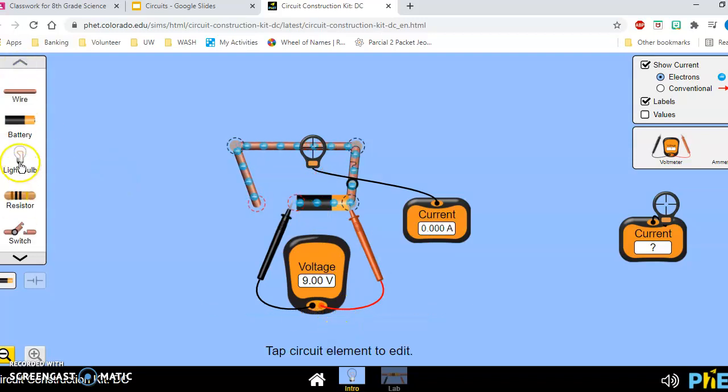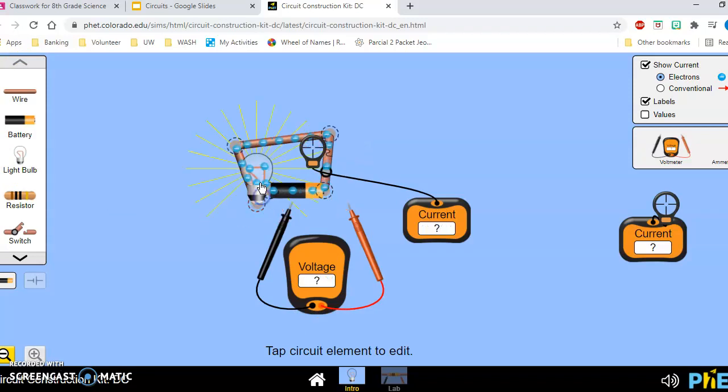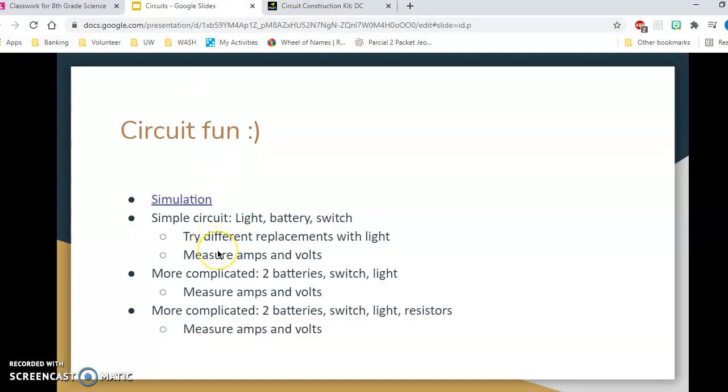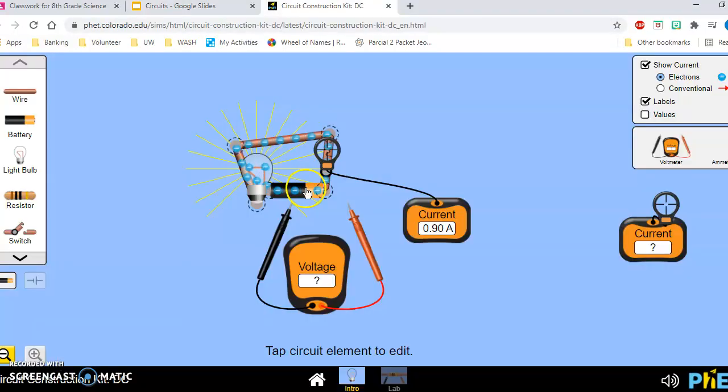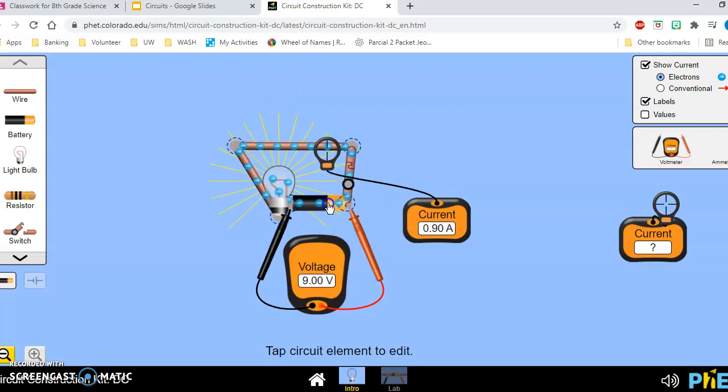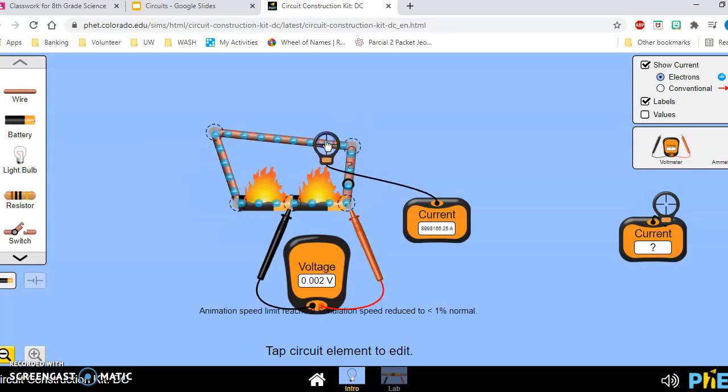Kind of interesting. All right, let's put back our light bulb and try something else. So what was our next thing? So let's put 2 batteries in and see how it changes our voltage and our amps, our current, I should say. So just for fun, we can put batteries together like this in our circuits and measure.